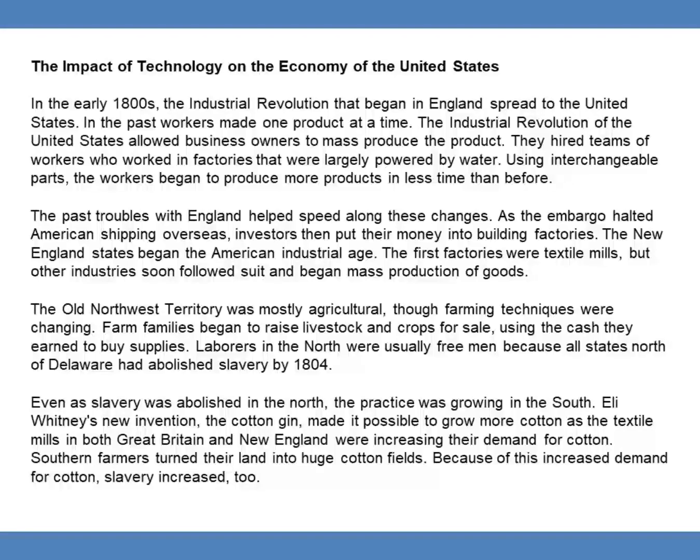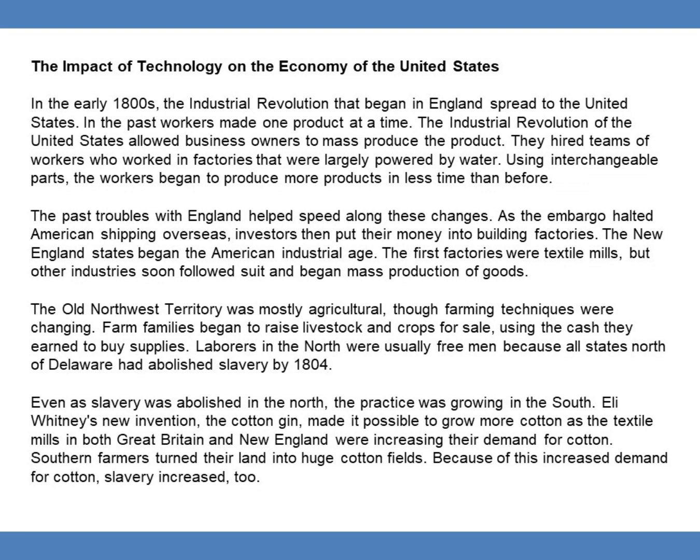The past troubles with England helped speed along these changes. As the embargo halted American shipping overseas, investors then put their money into building factories. The New England states began the American Industrial Age. The first factories were textile mills, but other industries soon followed suit and began mass production of goods.